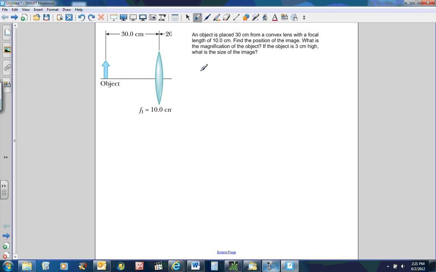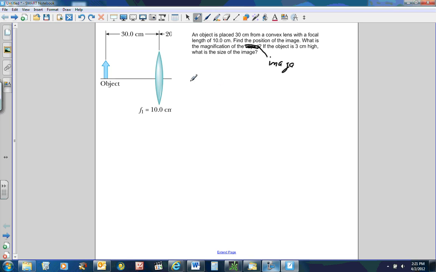An object is placed 30 centimeters from a convex lens with a focal length of 10 centimeters. Find the position of the image. What is the magnification of the image? If the object is 3 centimeters high, what is the size of the image? So this right here should say image. I messed up when I typed that, so that's image.